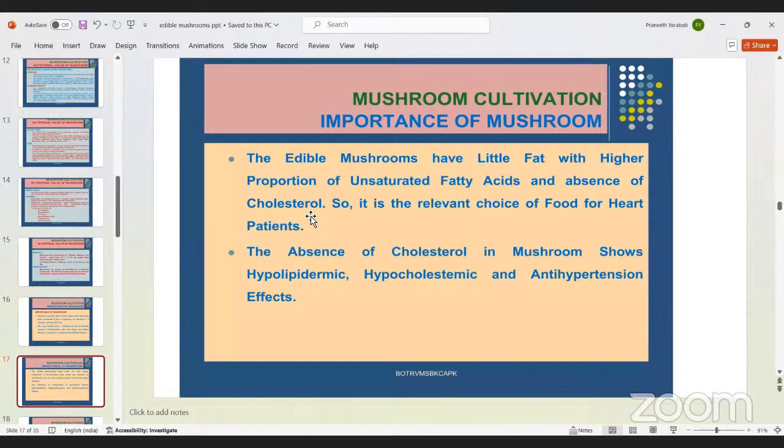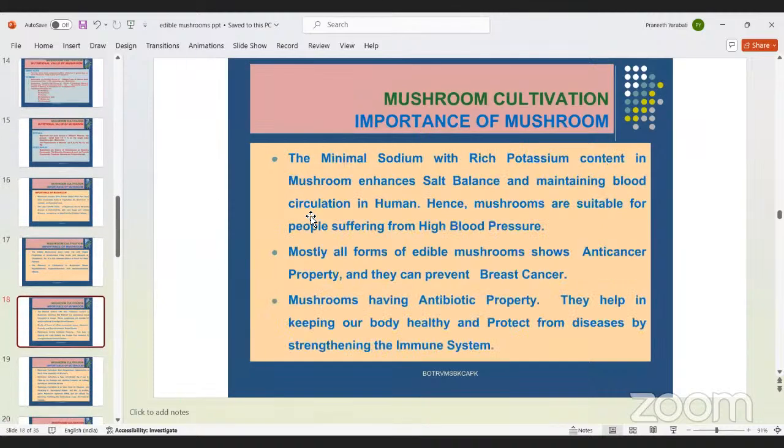The absence of cholesterol in mushrooms shows hypolipidemic, hypocholesterolemic, and anti-hypertension effects. The minimal sodium with rich potassium content in the mushroom enhances the salt balance and also maintains blood circulation in humans. Hence mushrooms are suitable for people suffering from high blood pressure, due to the low sodium with high potassium.